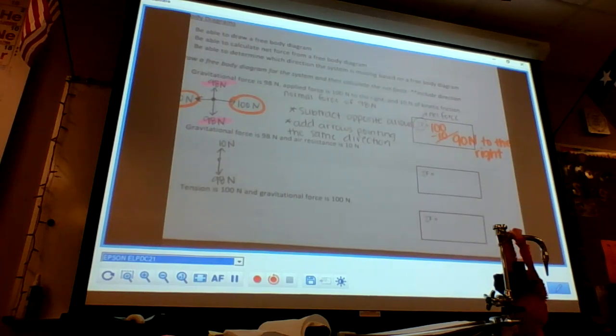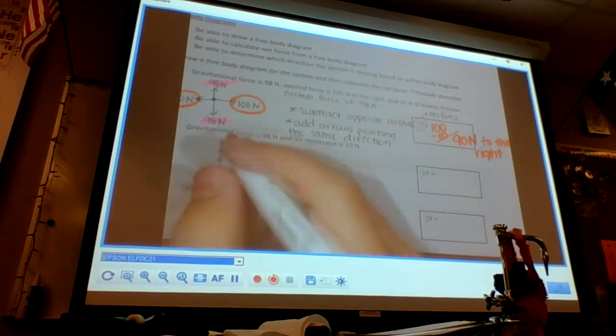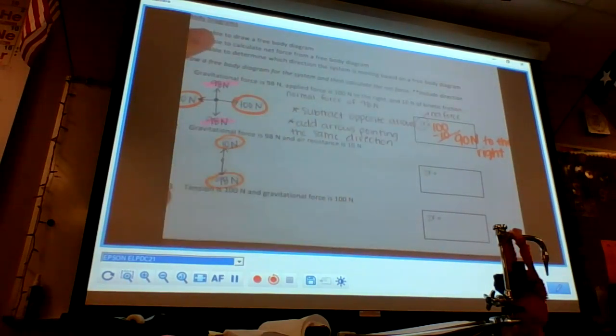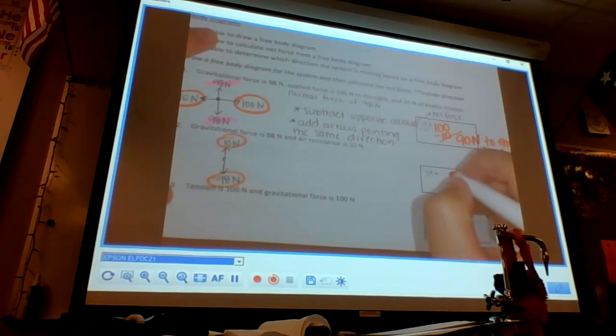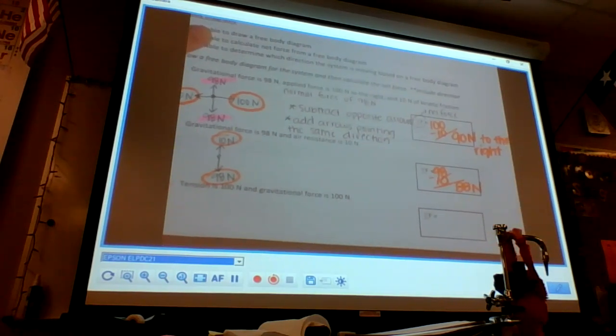Alright, do I have anything that's going to cancel out? Nope, because 98 and 10 are not the same number. So I'm going to add these or subtract these? Subtract because they're going opposite directions. Okay? So in this one, my net force is going to be 98 minus 10, which gives me what? 88 newtons. Which direction? Down.